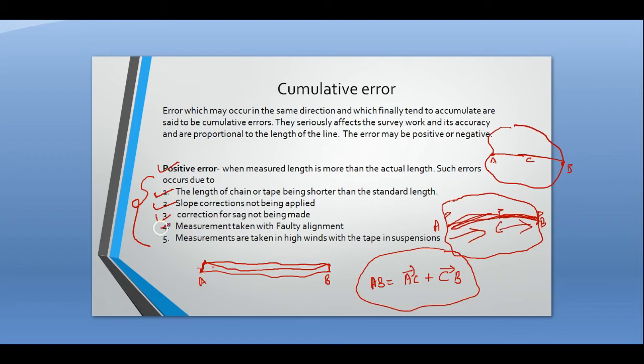Measurements with a faulty alignment, obviously if alignment is not done properly. And the last one is measurements taken in a high wind with a tape in suspension. Again, if the tape is held in suspension and it is a very windy area, again it can have a sag issue and obviously it will give you a positive error and correction will be negative.